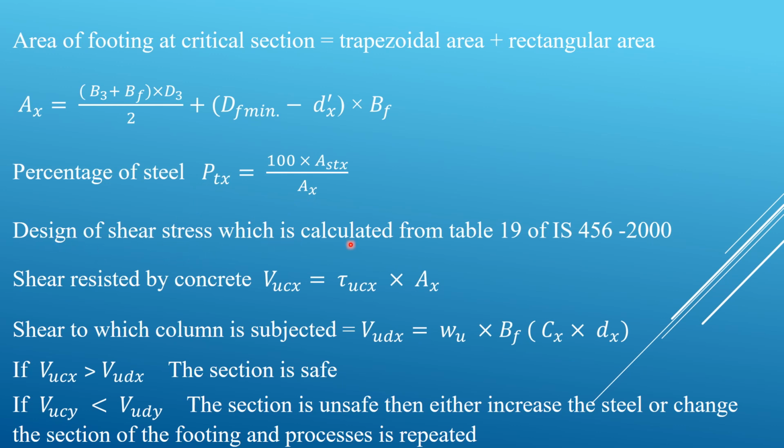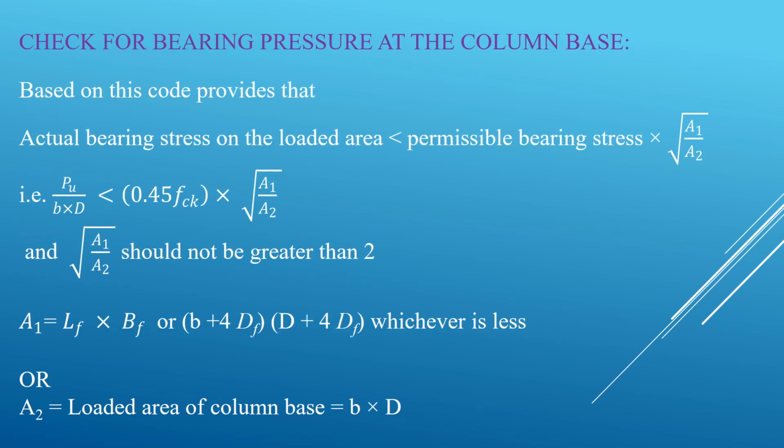Design shear stress is calculated from Table number 19 of IS 456:2000. Shear resisted by the concrete, Vucx, is equal to tau ucx into Ax. Shear to which the column is subjected, that is Vudx, is equal to Wu into Bf into Cx into dx. If Vucx is greater than Vudx, the section is safe. If Vucx is less than Vudx, the section is unsafe. Then either increase the steel or change the section of the footing, and the process is repeated. Though the checks for one-way shear along the x direction and along the y direction are done separately, the steps are approximately the same.